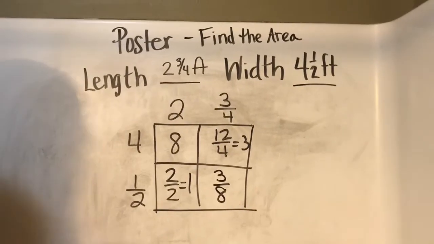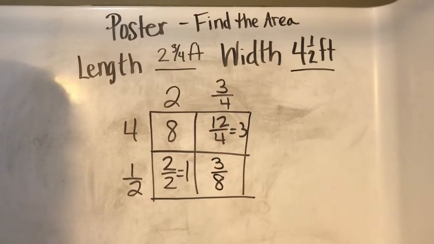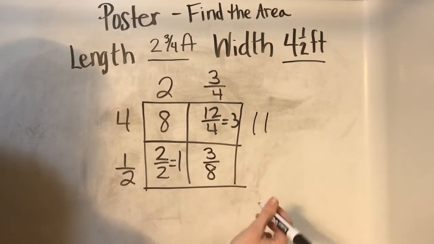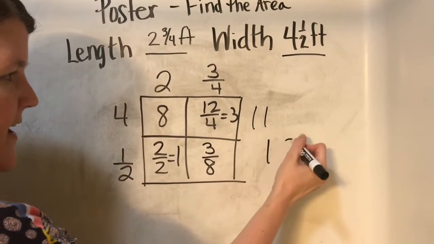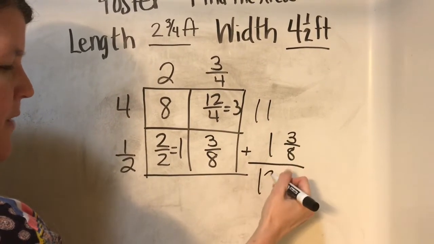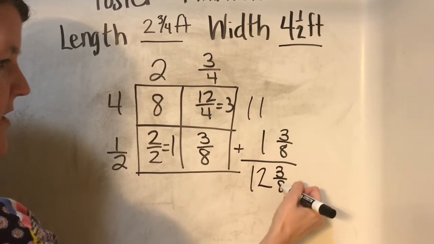Just like we would with whole numbers, we're going to add these together. So 8 plus 3 gives us 11. And then 1 plus 3/8 would give us 1 3/8. So then we put these two together, and we get our final answer of 12 3/8 feet.